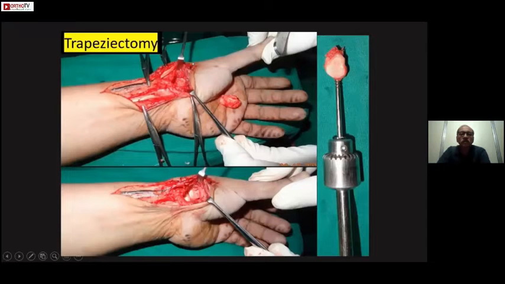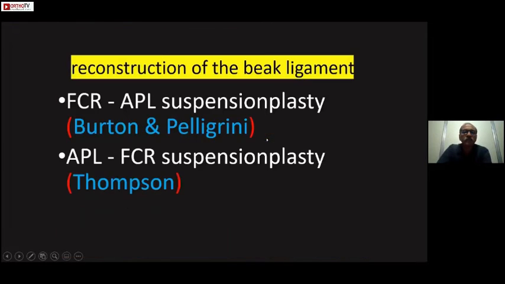I take a volar incision and go up to the base of the thumb metacarpal. I use this cut end of a cancellous screw as a corkscrew. It helps to excise the trapezium in toto. If you don't have it, you can get a lot of problem excising the medial side of the trapezium. You can use a nibbler and remove it, and that's the trapezium which is excised.